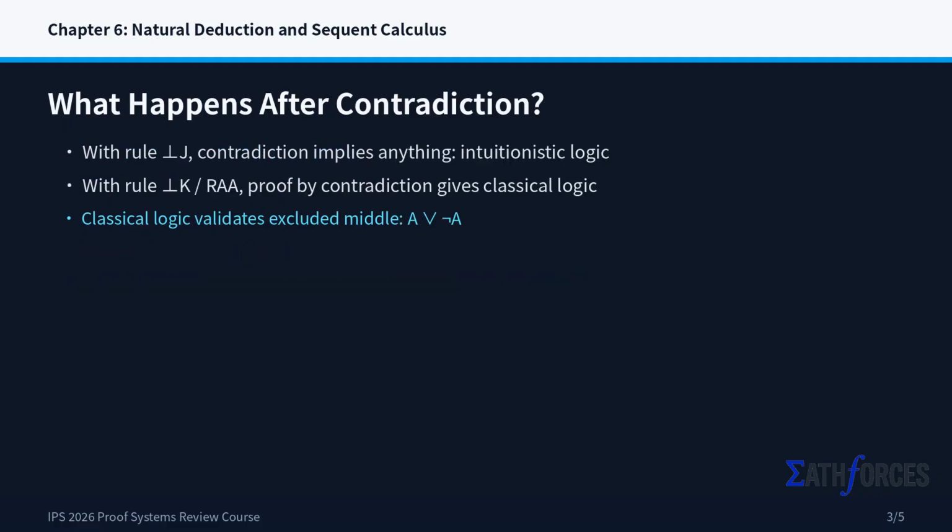Once a contradiction has been derived, different logics make different choices. In intuitionistic logic, a contradiction can imply any formula. In classical logic, we also allow proof by contradiction: to prove A, assume not A, derive contradiction, and conclude A. Classical logic validates excluded middle, A or not A, while intuitionistic logic is more cautious about such principles.